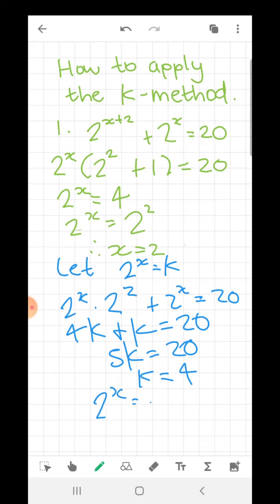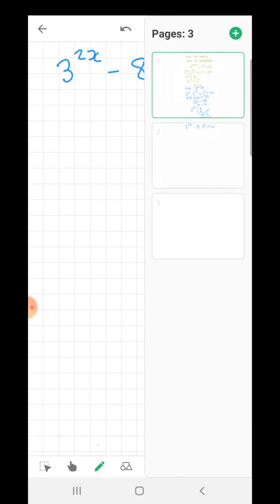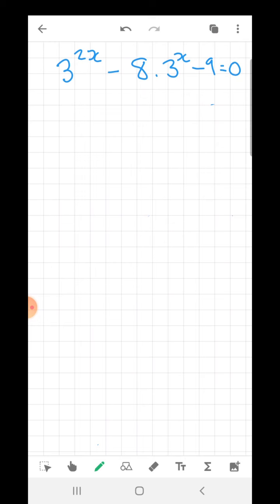2 to the power of x is equal to 4. So 2 to the power of x is equal to 2 to the power of 2. Because bases are the same, I can equate the exponents. Therefore, x is equal to 2. This is a super basic example. Let's go on to the more difficult one.